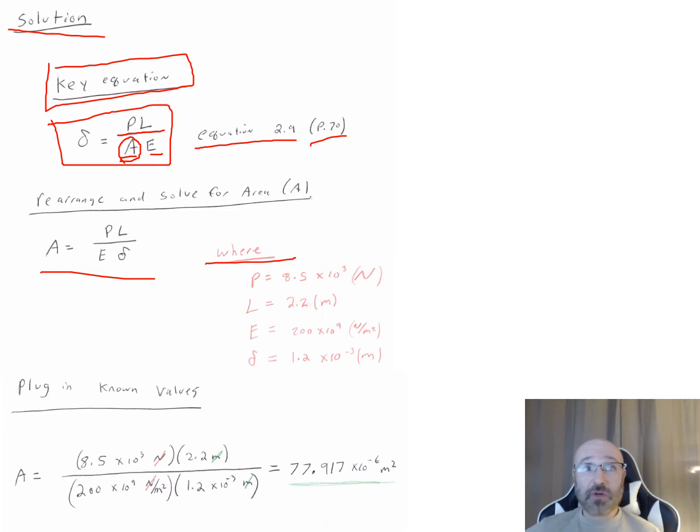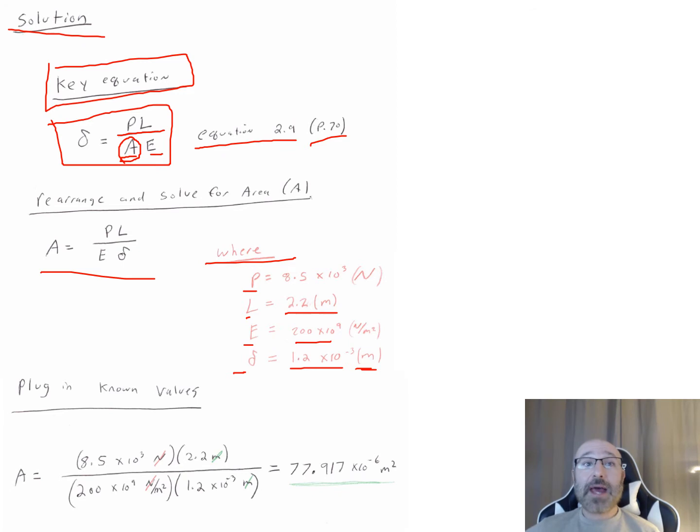For this governing equation, I know my load is 8.5 times 10 to the third newtons. I know my length is 2.2 meters. I know my modulus of elasticity is given to me as 200 times 10 to the ninth newtons per meter squared, and my deflection is given to me as 1.2 times 10 to the negative third meters, or 1.2 millimeters. But I want everything in meters and newtons, so it's all going to cancel out. Unit analysis is going to be your best friend within these problems, especially as they get more complicated.